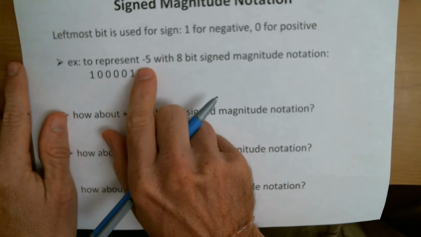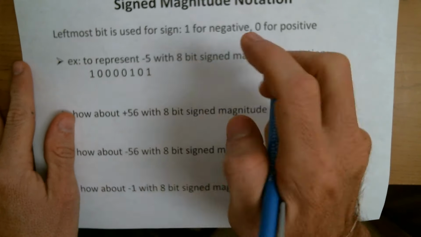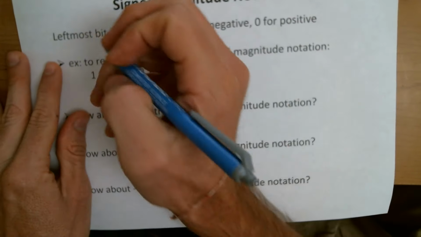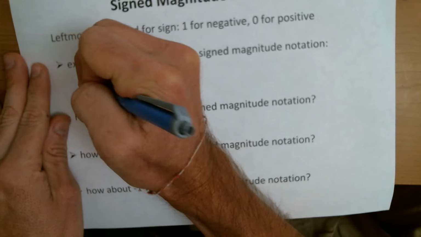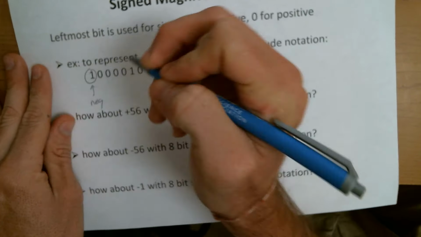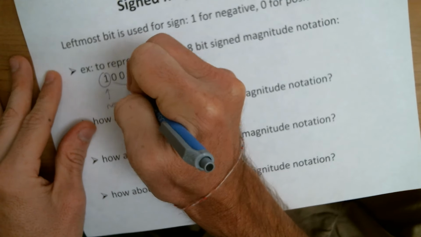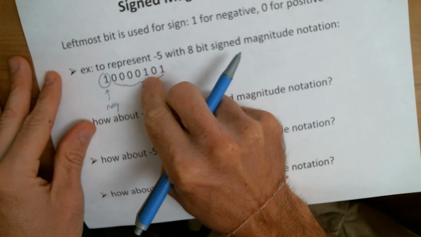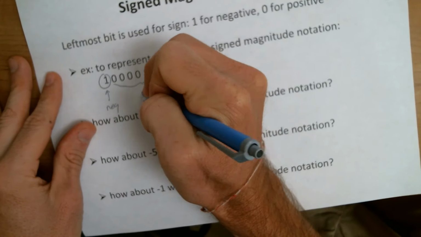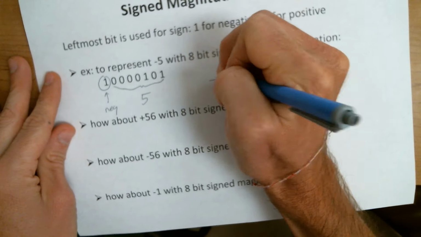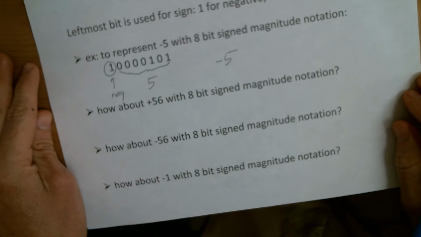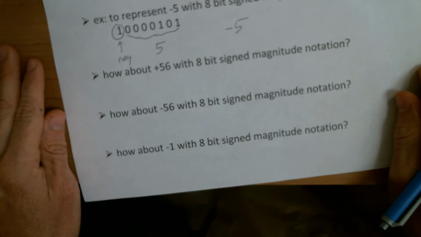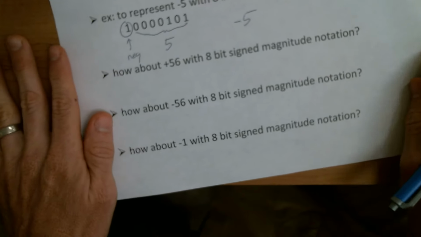So to represent -5 with 8-bit sign magnitude notation, this bit right here tells us that it's negative. And then this right here is a binary number. You don't really have to worry about the zeros. The 101 tells us that it's a 5. So that would be our -5. All right, so how about +56 with 8-bit sign magnitude notation?